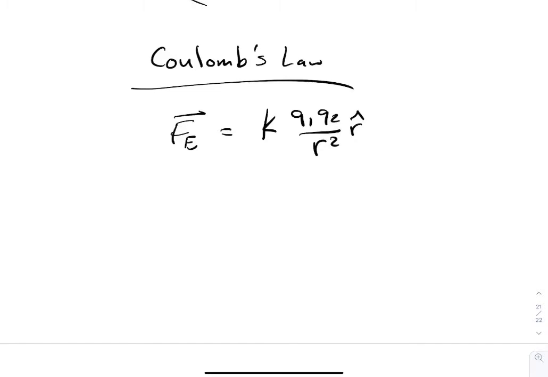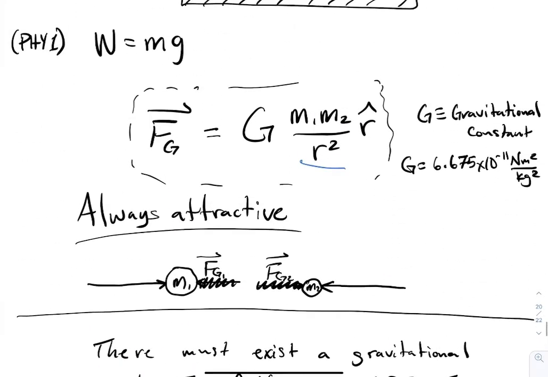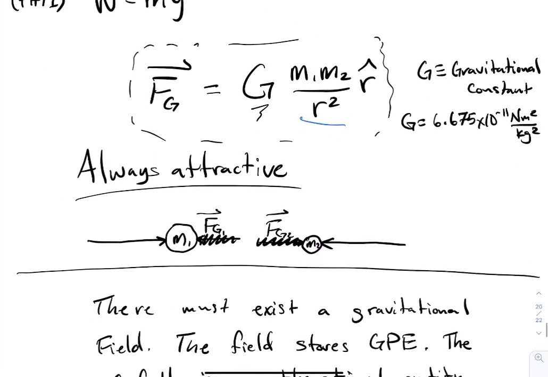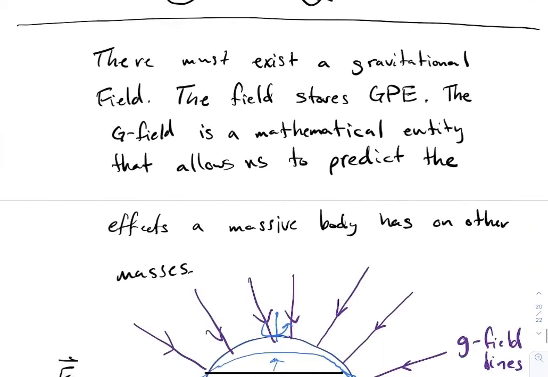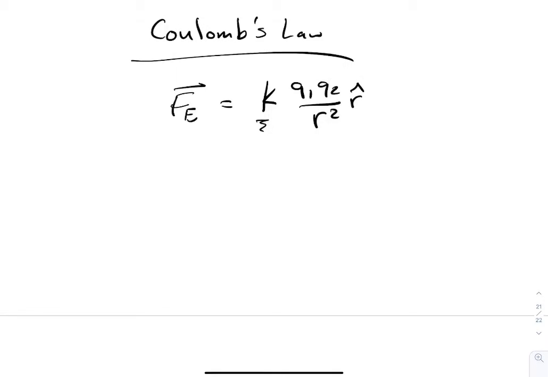We did note, though, that this is very large, 9 times 10 to the 9, whereas this is very small, and so we can see that the gravitational force is going to be weaker in general than the electric force. The electric force is also radial, but we can't say that it's always attractive, right? Electric force can be attractive or repulsive.